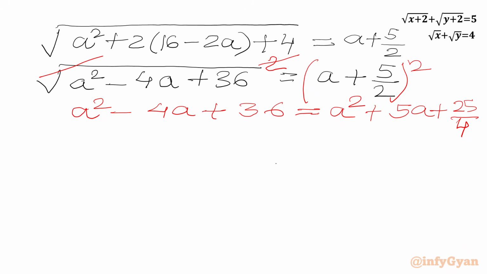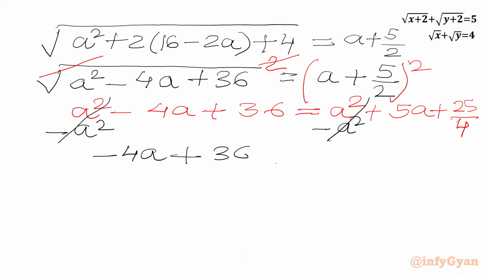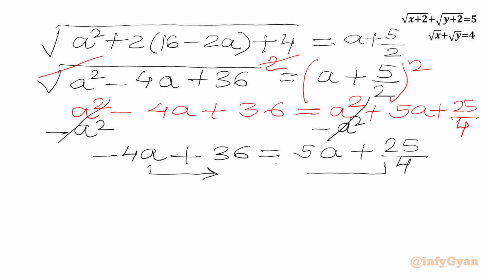Now we will subtract a square from both the sides so that a square will get cancelled out from LHS and RHS. Equation will become minus 4a plus 36 equal to 5a plus 25 over 4. Now we will take minus 4a to the RHS, 25 over 4 to the LHS. So we can write 36 minus 25 over 4 equal to 5a plus 4a.